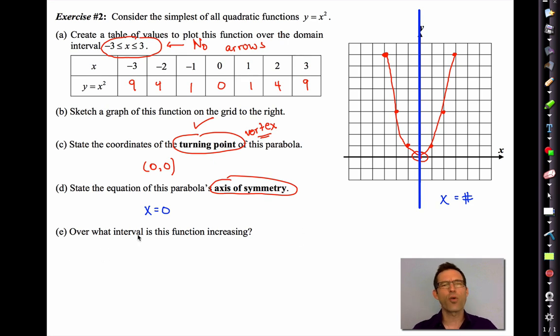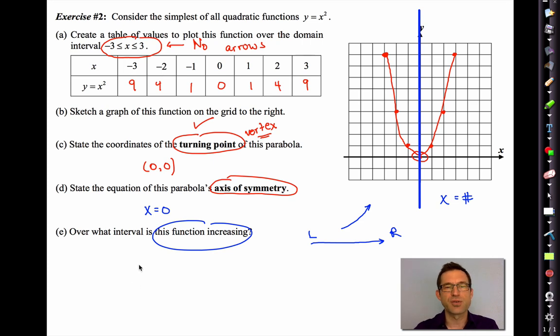Finally, it asks us over what interval is this function increasing? Now, the way I want to think about that is if I'm walking from left to right, always left to right, for what x values is the function going uphill? And there's really two acceptable answers here. We could say, well, it's for all values of x that are greater than 0, but less than or equal to 3 in our problem. Or we could say that we include the 0. Either one of these answers is completely okay.